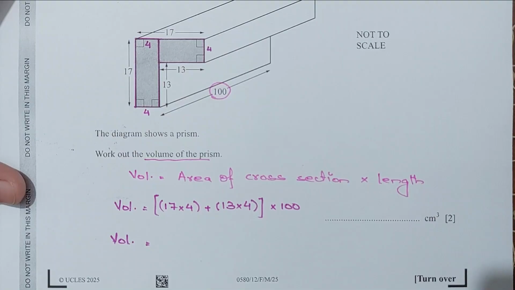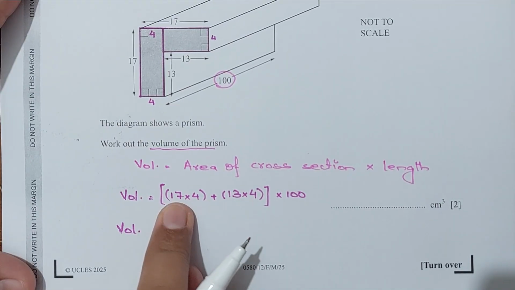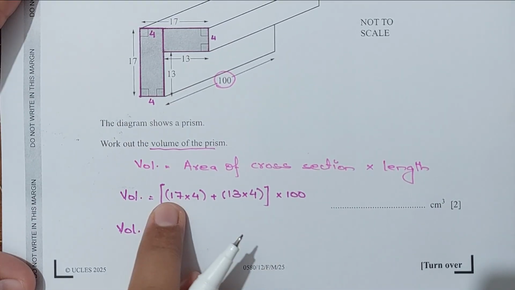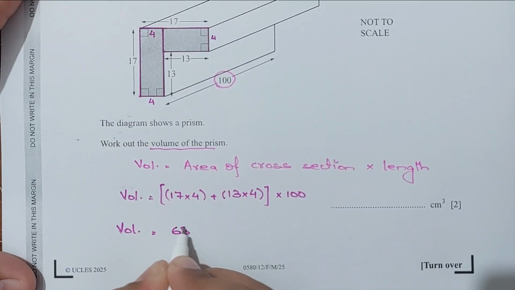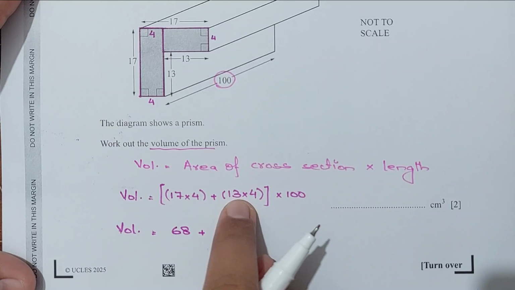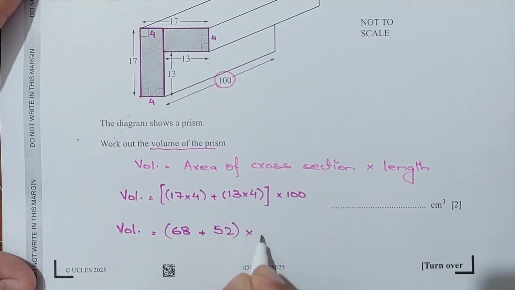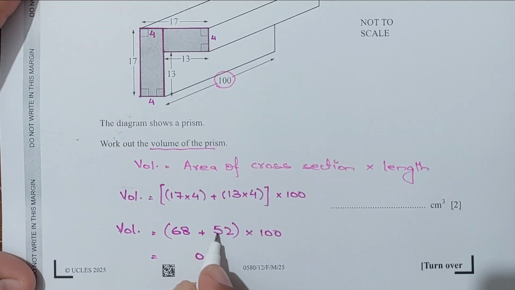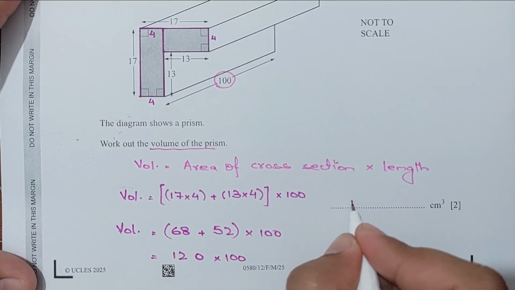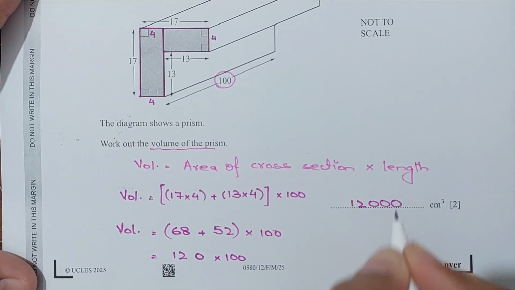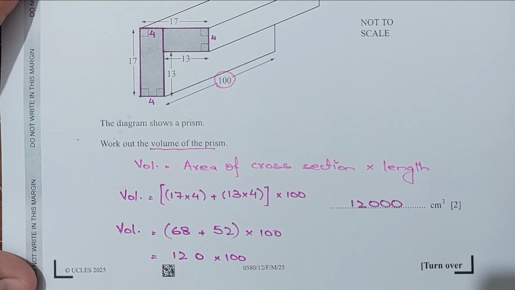Okay, 17 times 4 first. So 4 times 7 is 28. 4 times 1 is 4, 5, 6. So it is 68. Plus 13 times 4: 4 times 3 is 12, 4 times 1 is 4, and 5. So it is 52. 68 plus 52 is 120, times 100. So it is 12 with 3 zeros, which is 12,000 centimeter cube.